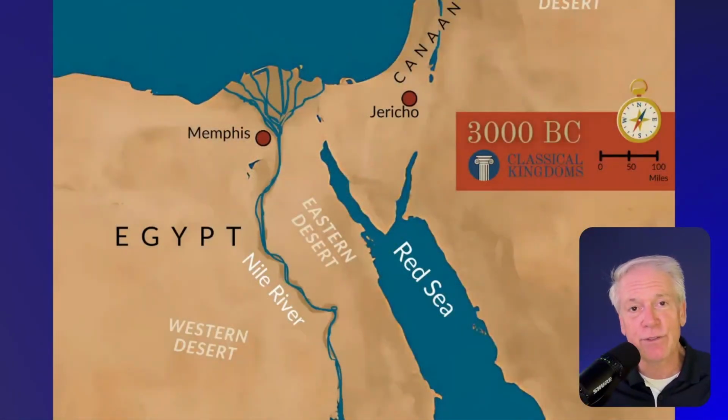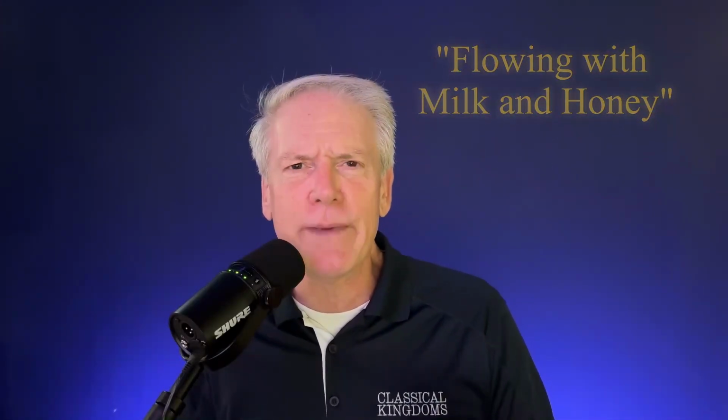Jericho is part of the Fertile Crescent. It's not part of one of the flooding river systems. They were able to survive in a climate that is really good. It's a fertile land that they say is flowing with milk and honey. You've heard this before, maybe.